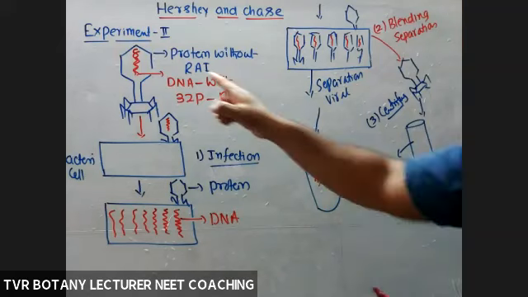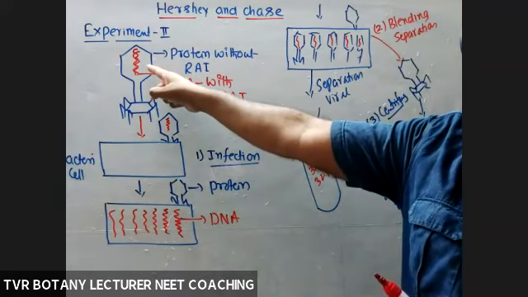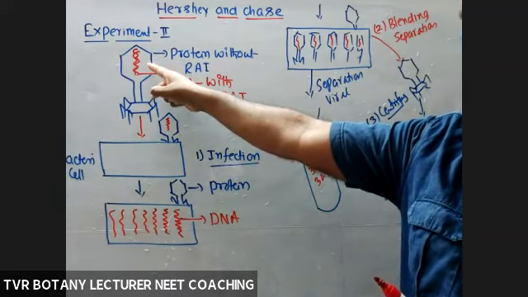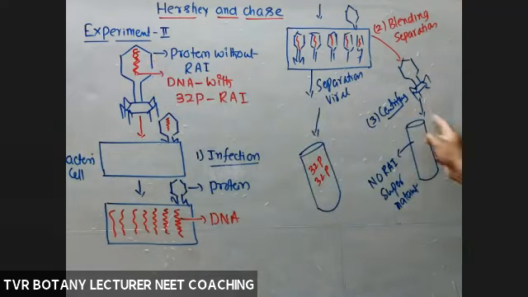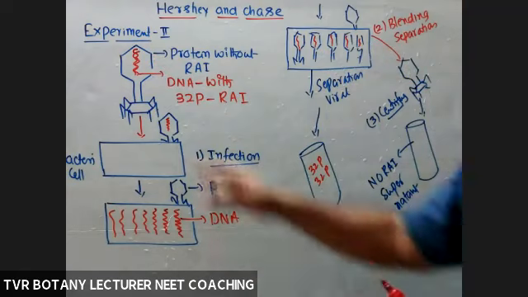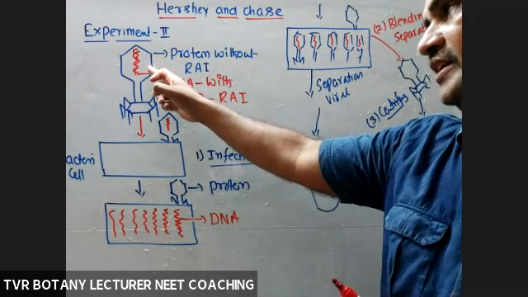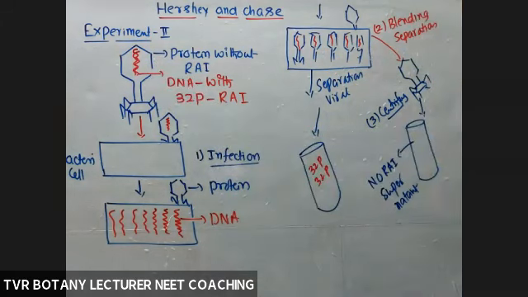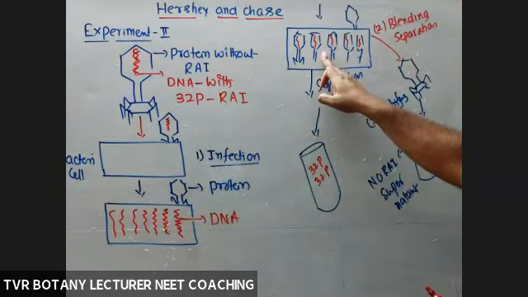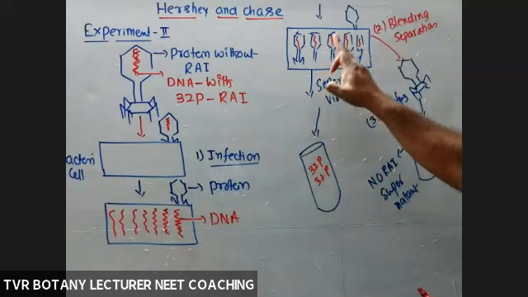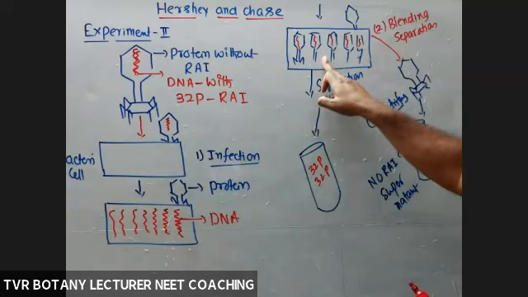Okay, see, in this bacteriophage, DNA was labeled, but not the protein. So after replication, a number of viral particles produced. Okay, right? So the bacteriophage, which is having radioactivity in the DNA, produced viral particles having radioactivity. Notice this point, please.